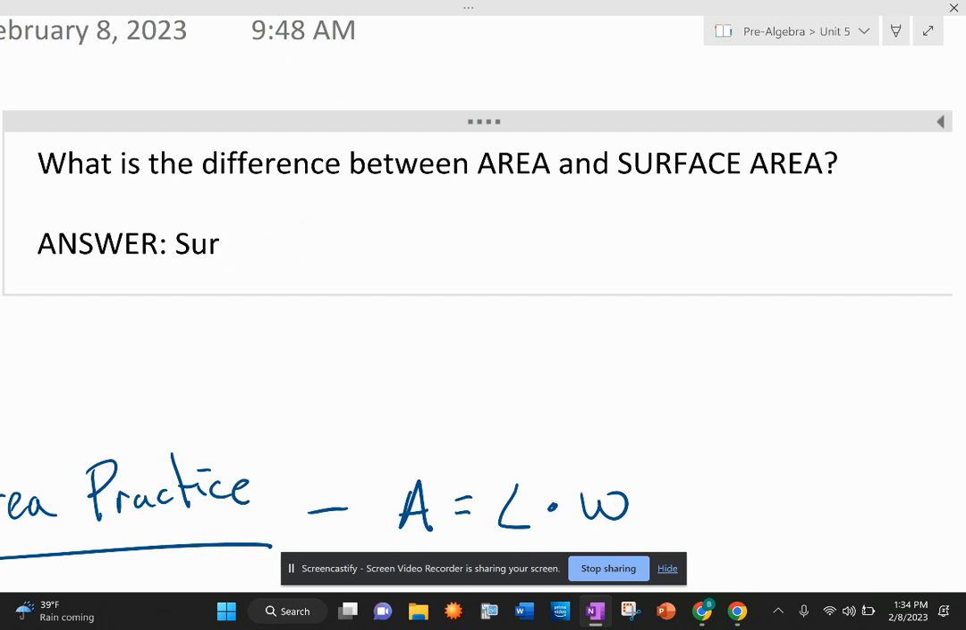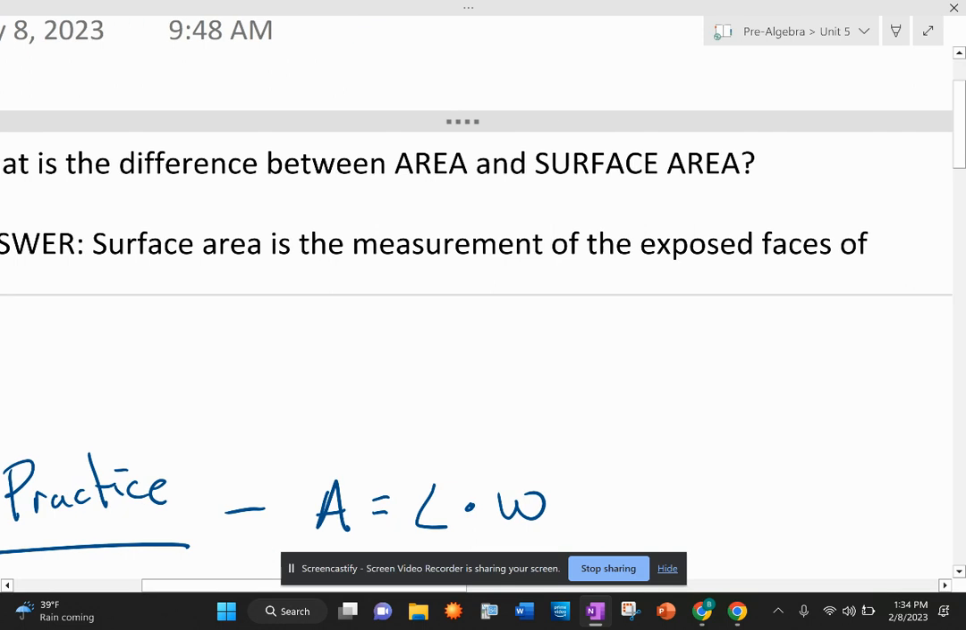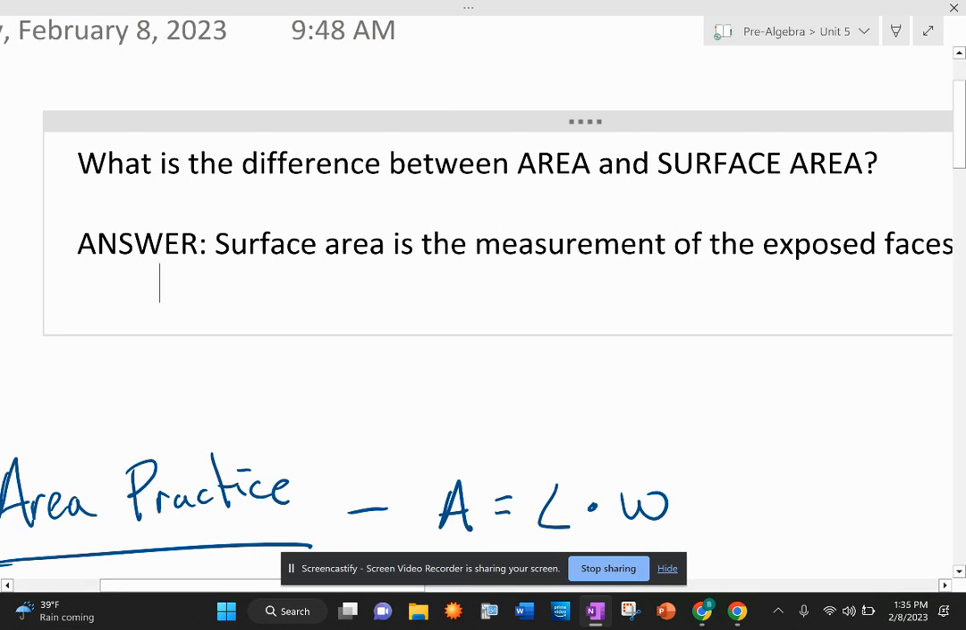Okay, surface area is the measurement of the exposed faces of a 3D shape.